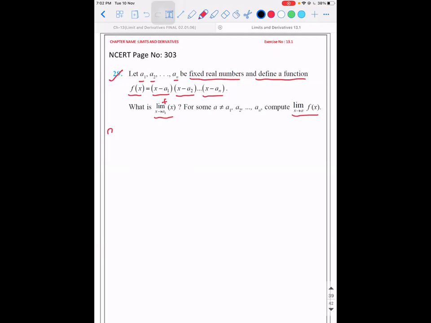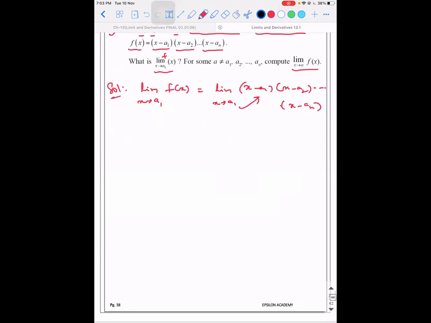Question is correct, sir. So solution: limit x tends to a1 of f of x is, take this a1 and substitute it in x minus an. So when you substitute a1 here, what will you get? You will get a1 minus a1 into a1 minus a2, so on till a1 minus an. So a1 minus a1 is 0, into anything is going to be 0. Accepted? Right? So that is the value of limit x tends to a1.